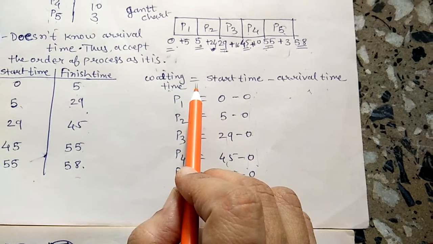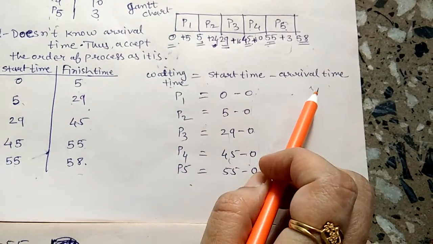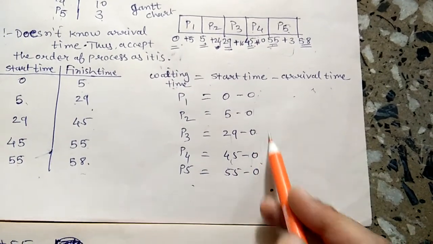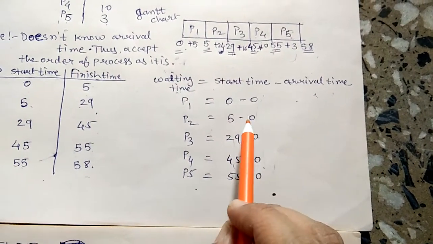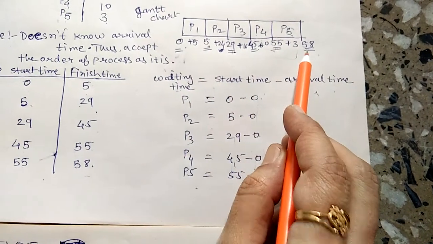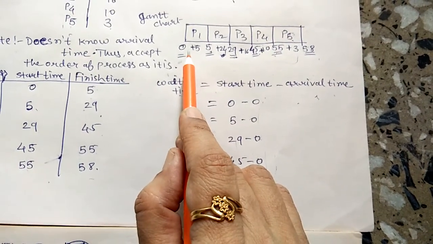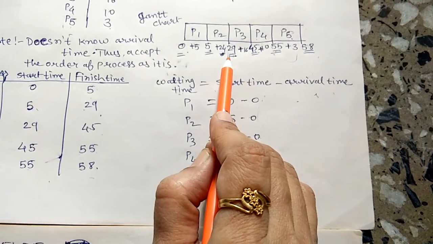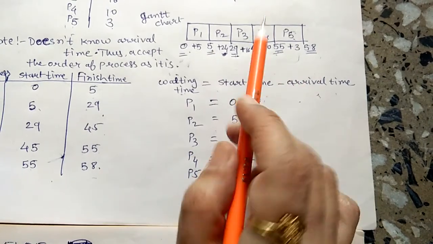So now see here how to calculate the waiting time. The waiting time would be the same, that is start time minus arrival time. We don't know the arrival time of each process, so of course we have to consider 0 everywhere. So just deduct the 0 from the given start time of each process right here. So the start time for P1 is 0, finish time is 5, start time of P2 is 5 and the finish time is 29, and so on for P3, P4 and P5, right?